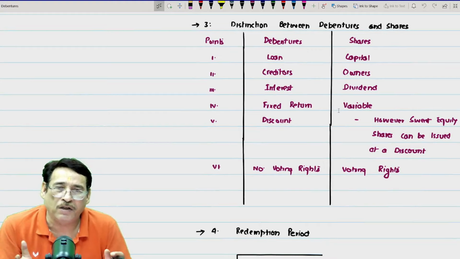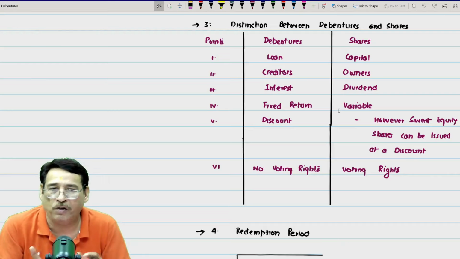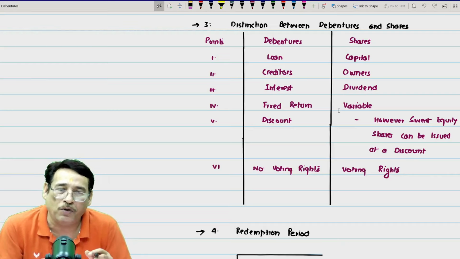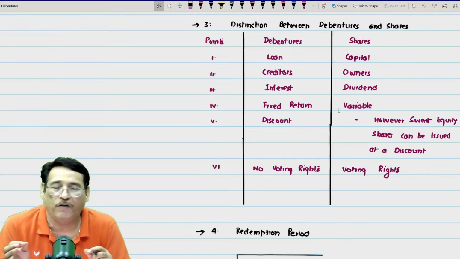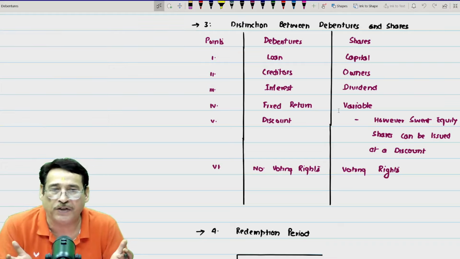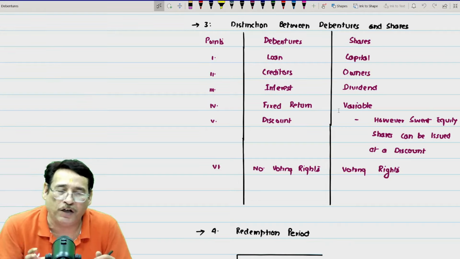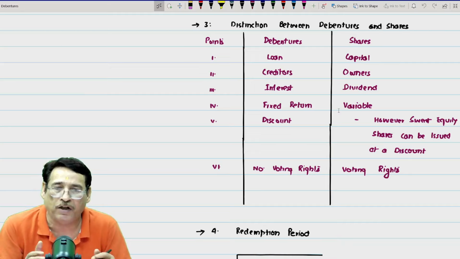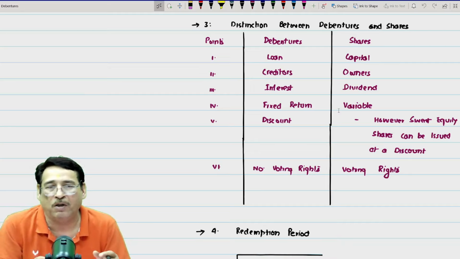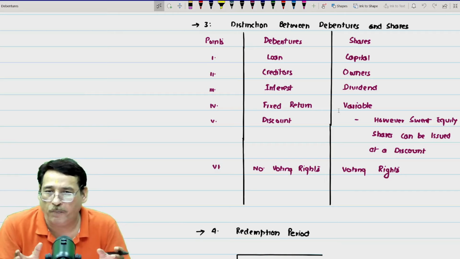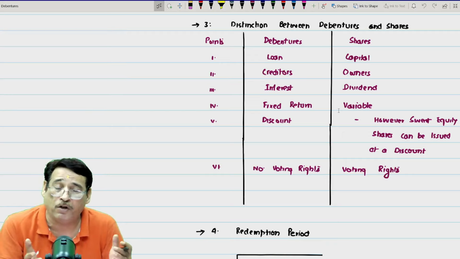Very simple differences. Debentures are always considered as a loan, whereas shares are always considered as a part of capital. Debentures are creditors, while shareholders are owners of the company. Debenture holders will always get interest, irrespective of whether the company incurs losses or profit, while shareholders on their investment will always get dividend. But in case of debenture, one advantage is that they are going to get a fixed rate of interest every year, irrespective of whether the company actually undergoes losses or profit. On the contrary, in case of shareholders, it could be a possibility that they might not get dividend at all, because if the company is not going to get the profit, they cannot be given dividend.